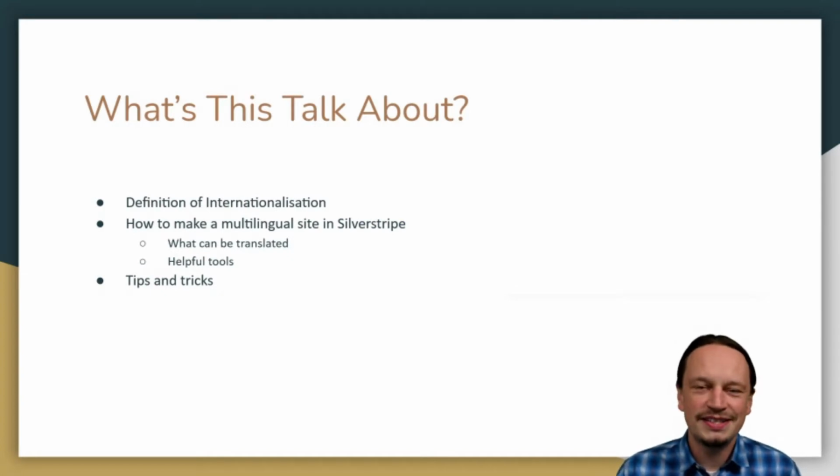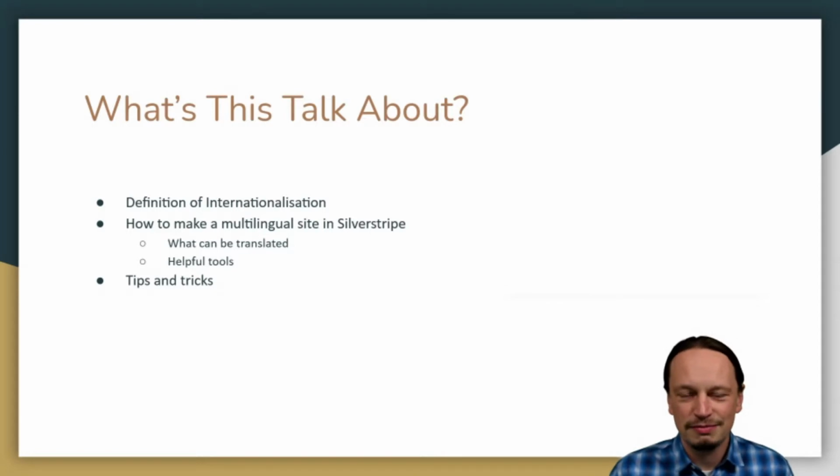So what's this talk about? First, we go through all this theory, the definition of internationalization. Then we look at what tools we have to make a Silverstripe website translated, multilingual. And at the end, some tips, tricks, gotchas, whatever.